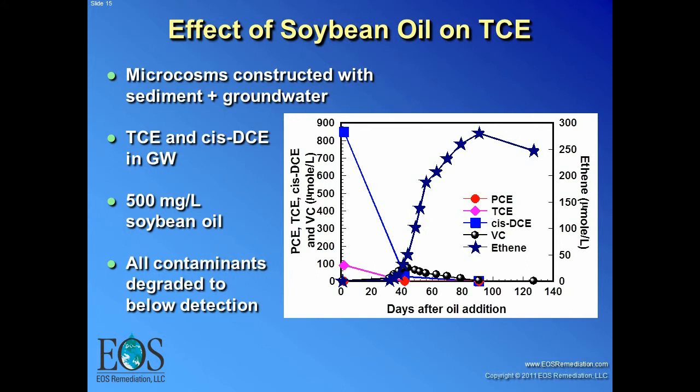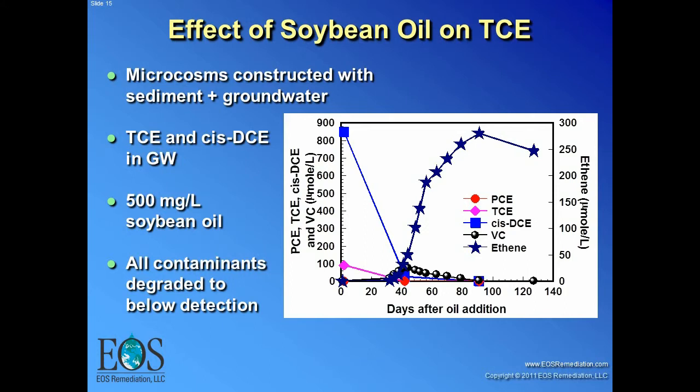Two confessions. I've been using this slide for probably more than a decade, but it's a good slide. I think probably in like 1990, we got soil and groundwater from the site and added some soybean oil to it. As you can see there, cis-DCE and TCE went down. We got initial accumulation of vinyl chloride in about 40 days, and then eventually the vinyl chloride went down and made a bunch of ethene.